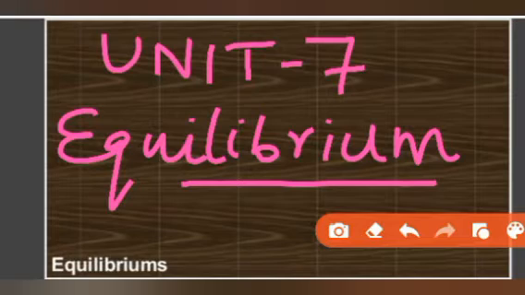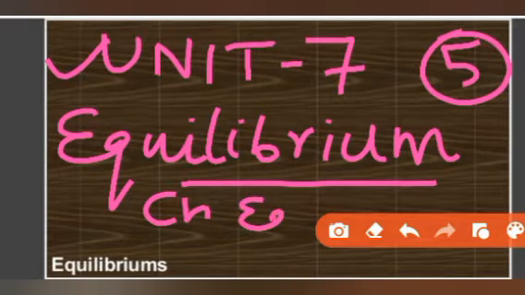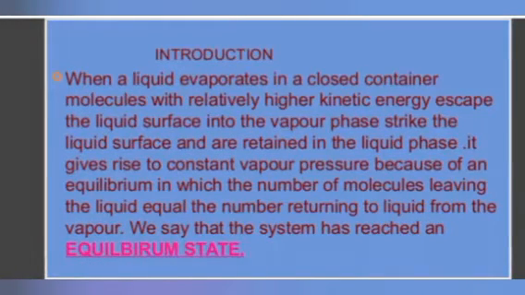As we have already started our Unit 7, that is equilibrium, this chapter is very important from the examination point of view. This chapter will come for 5 marks, and the chapter is divided into two parts, as we discussed yesterday: chemical equilibrium and ionic equilibrium. So in chemical equilibrium we are doing basically the chemical equilibrium. So let's start the introduction of chemical equilibrium.